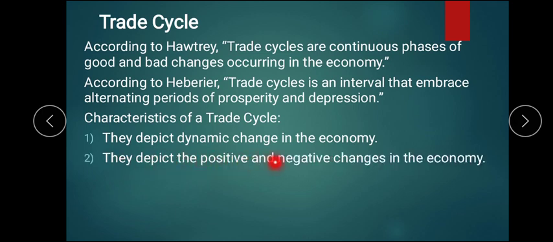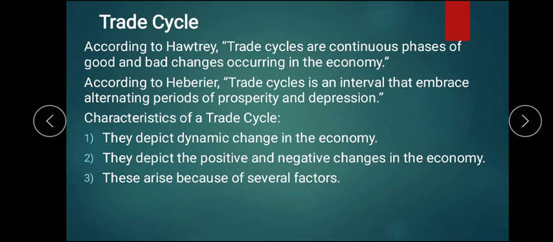Second, they depict positive and negative changes. It shows us the good things and the negative changes happening in an economy. What good changes happen and what bad changes happen in an economy, it shows that particular thing. Then after, you find that this arises because of several factors. This is because of different external factors. What our economy is facing because of this coronavirus is an external factor. Like that, there are other factors like economic and political ones, some policies or government rules, some technological factors, which affect the economy. All these different factors affect the economy, and this is why there is dynamic change.